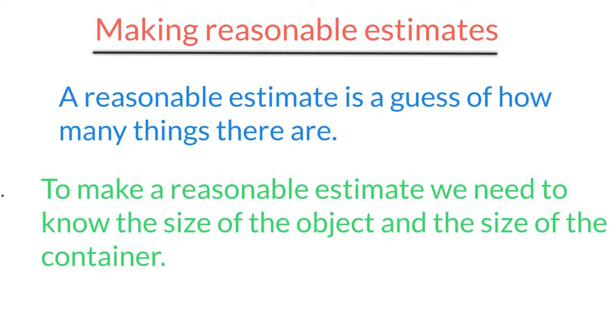Hello, second grade. This lesson 3.7 is going to be about making reasonable estimates. Now, an estimate is a guess. A reasonable estimate is a guess of how many things there are. These things could be apples, they could be lunch boxes, they could be people. Now, in order to make reasonable estimates, we need to know the size of the object, and if this object is in a container, we need to know the size of the container. This will make more sense as we go along.